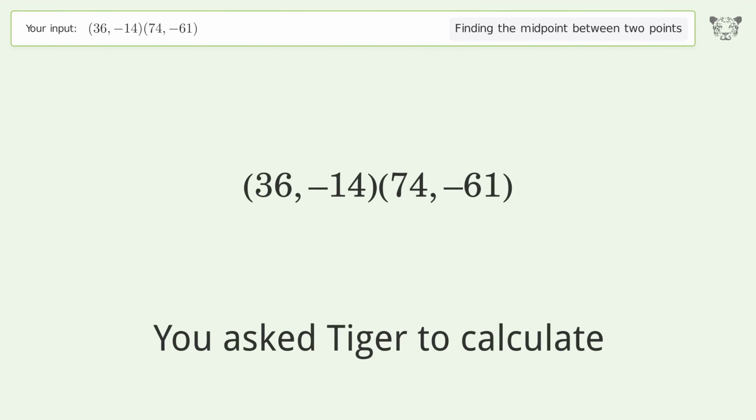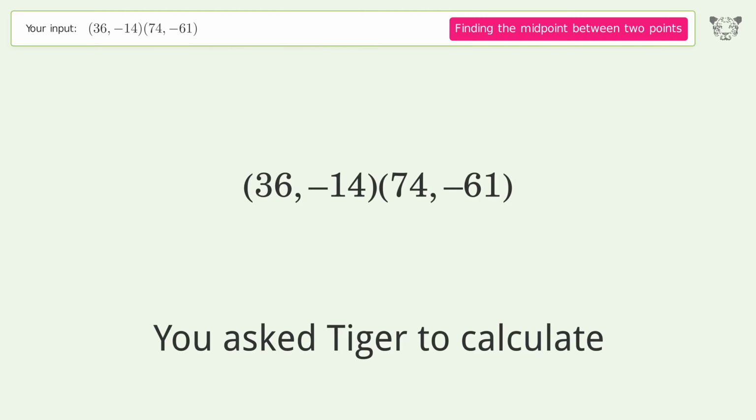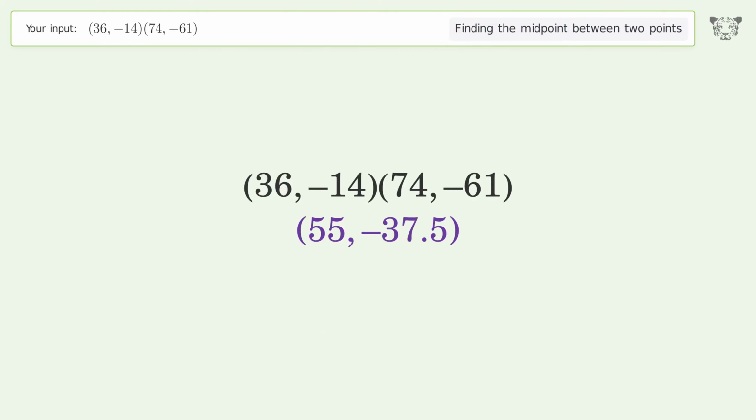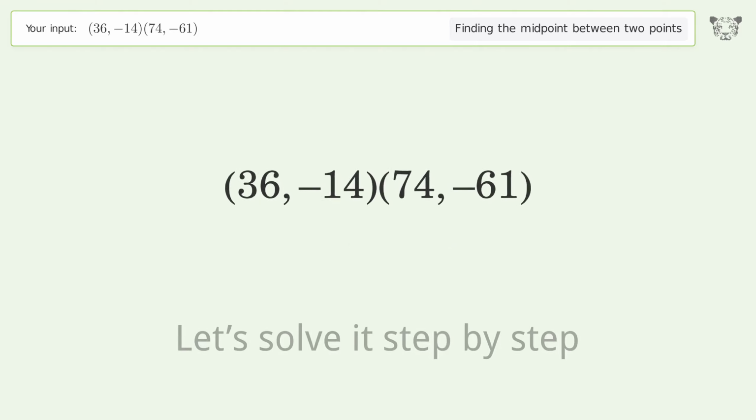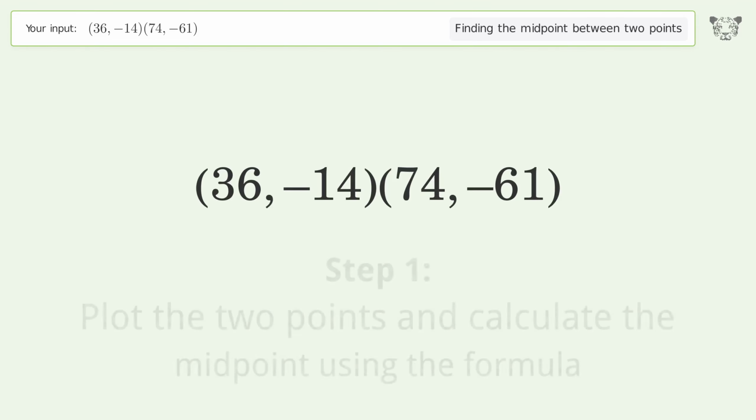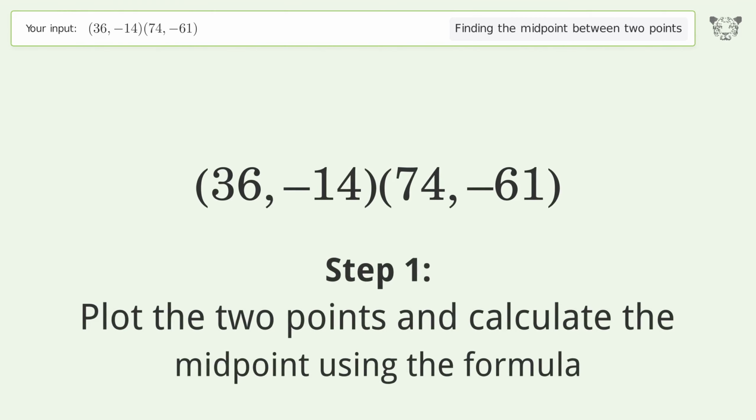You ask Tiger to calculate. This deals with finding the midpoint between 2 points. The midpoint between the 2 points is 55, negative 37.5. Let's solve it step by step. Plot the 2 points and calculate the midpoint using the formula.